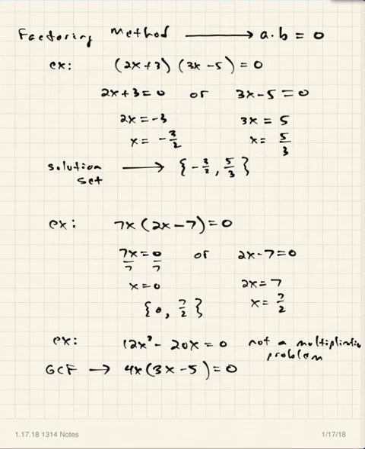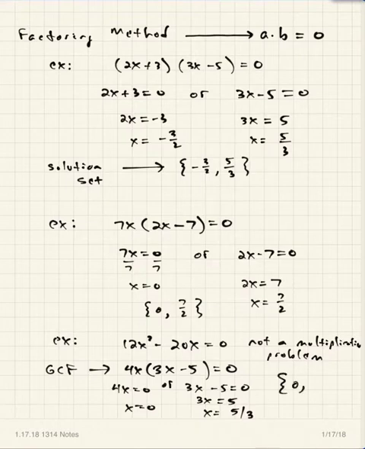And so now it's like the first two. Now you can just set each factor equal to 0 and solve both of those equations. So 4x equals 0, you divide by 4, you get x equals 0. The second equation, you add 5, divide by 3, and you get 5/3 as the solution. And so the solutions to this equation are 0 and 5/3.